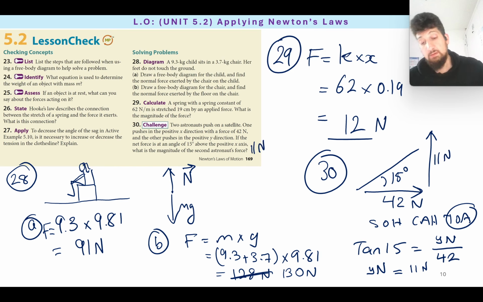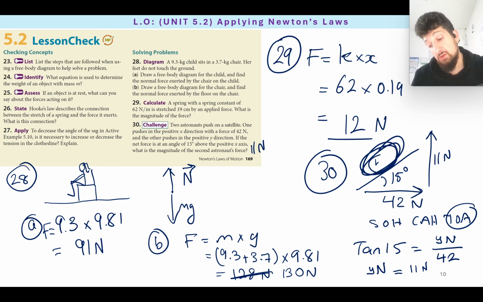What's the overall force from both astronauts? That's going to be 11 squared plus 42 squared, and the square root of that, which is 43 newtons.